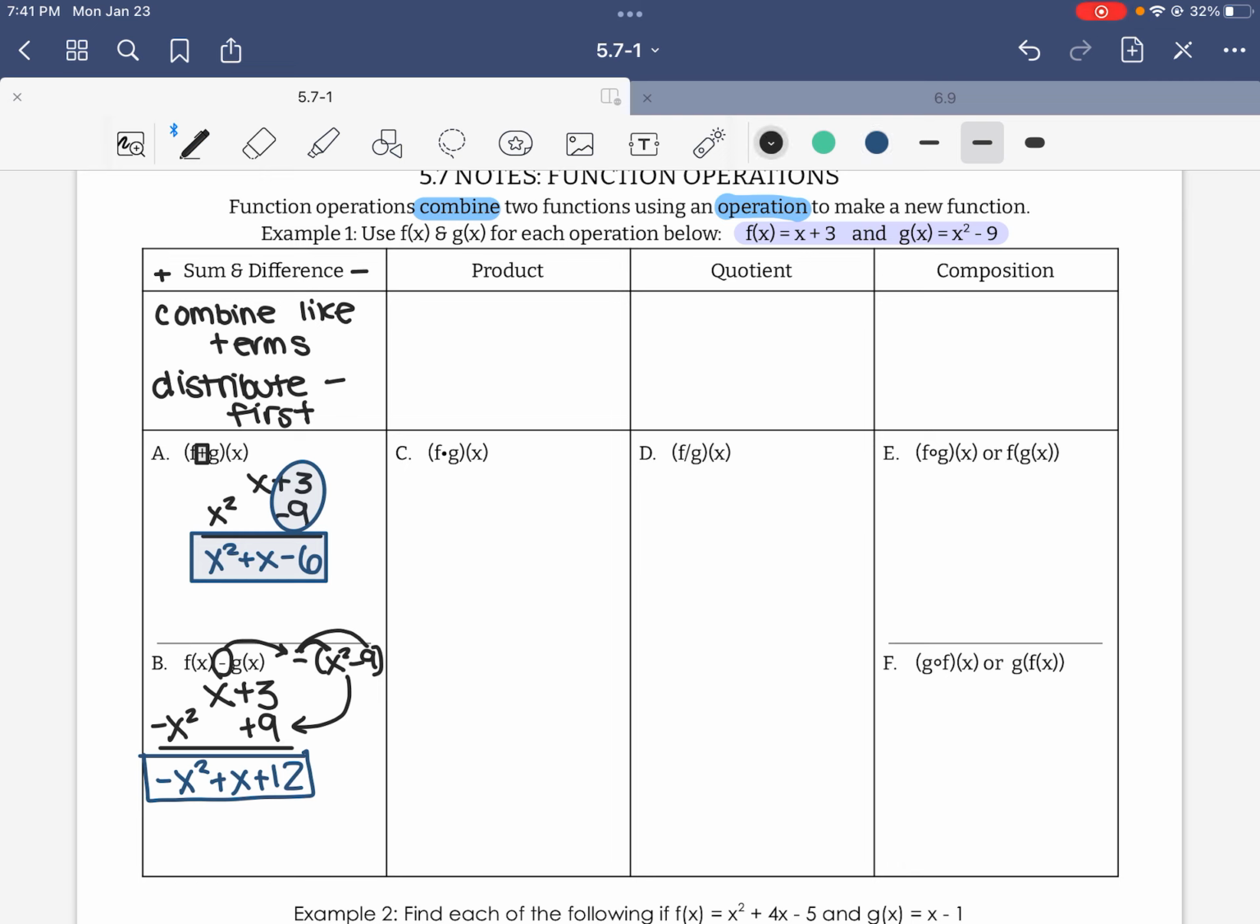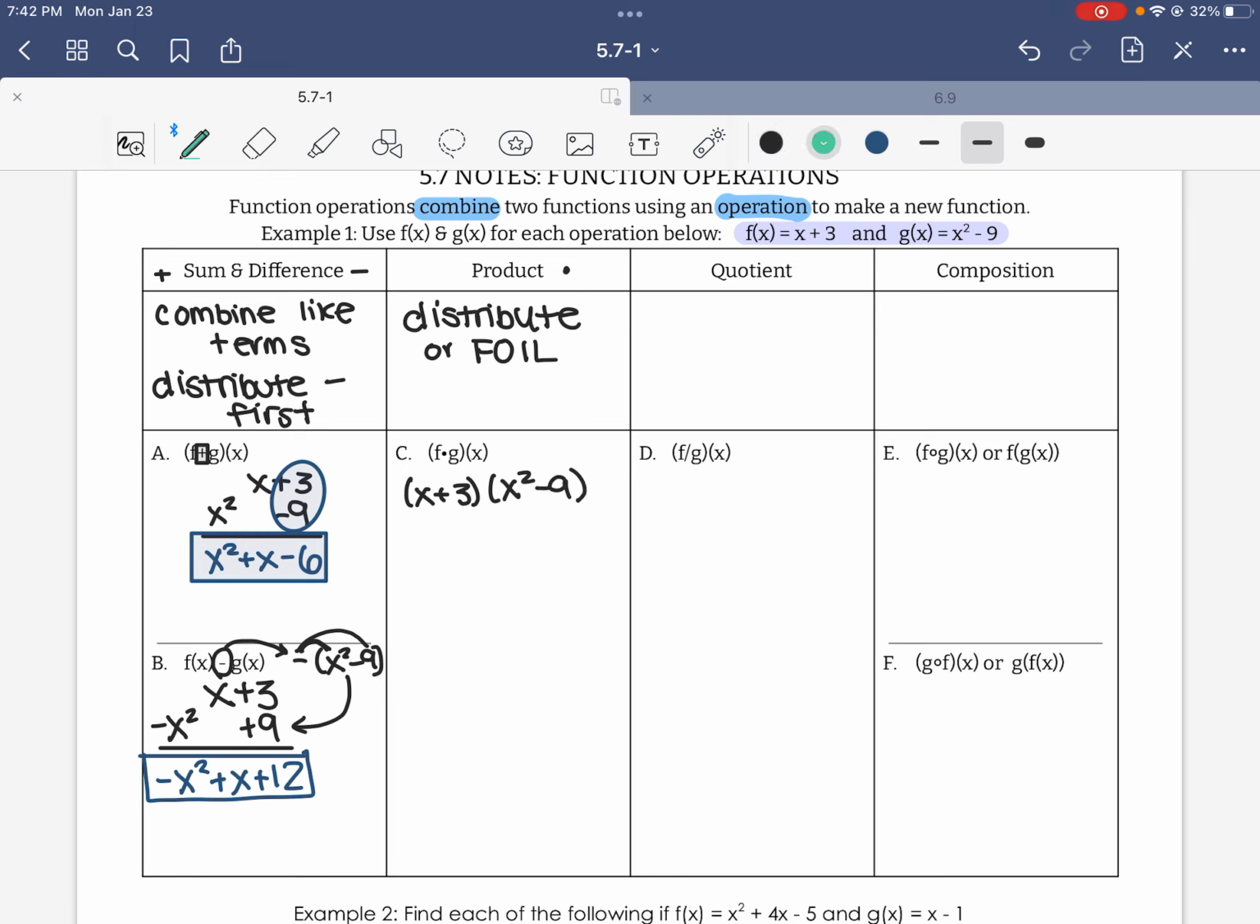The second operation is technically product. That means you're going to multiply. Basically, you just have to still make sure that you're doing what we've always done, and that is you're going to have to distribute, or some of you still call it FOIL, and that's fine. So, for example, f times g means you're going to take f of x, which is x plus 3, times g of x, which is x squared minus 9.